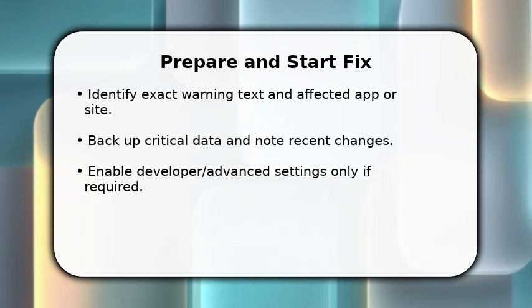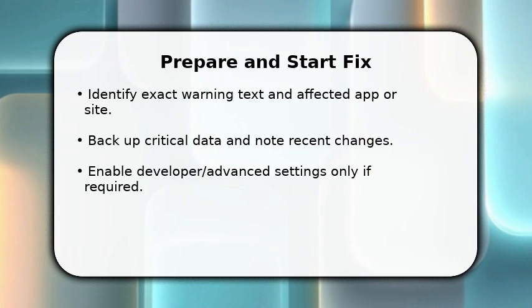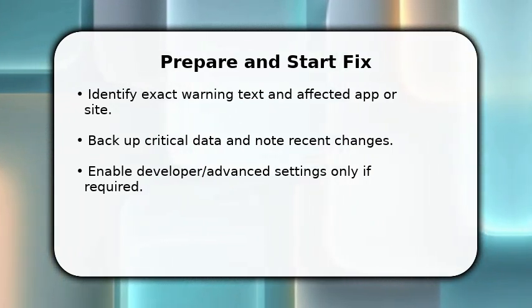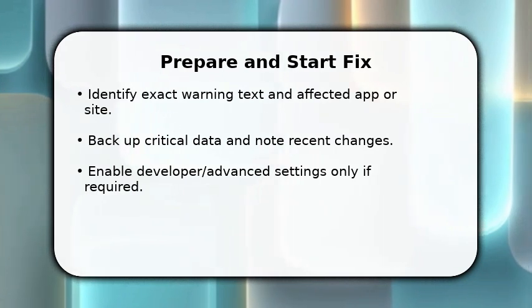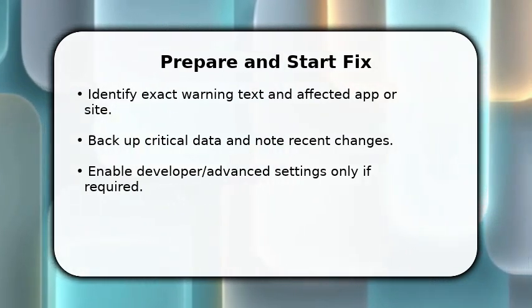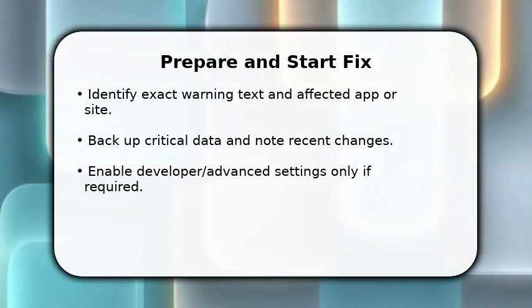You begin by capturing the warning verbatim and noting where it appears. That exact text guides the fix. Once done, secure a quick backup so you can revert if needed, and record recent installs or updates that triggered this. Next, open the affected app or browser and access advanced or developer settings.